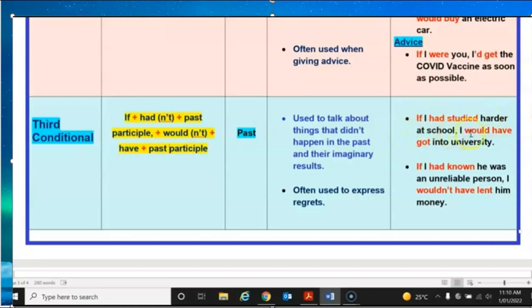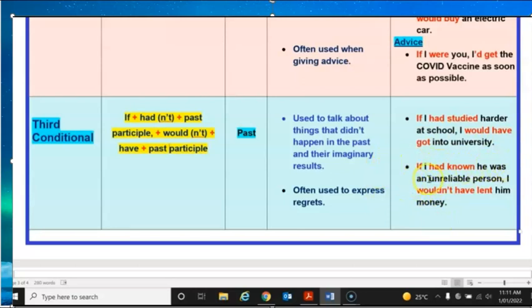If we look at this example on the right, if I had studied harder at school, I would have got into university. So I didn't study hard at school and I didn't get into university, but if I had studied harder, I would have. So again, it's something that didn't happen. We can't change it. It's impossible. It's imaginary. And it's a way of expressing that using the conditional. We have if plus had plus past participle, comma, I would have plus past participle, got into university.